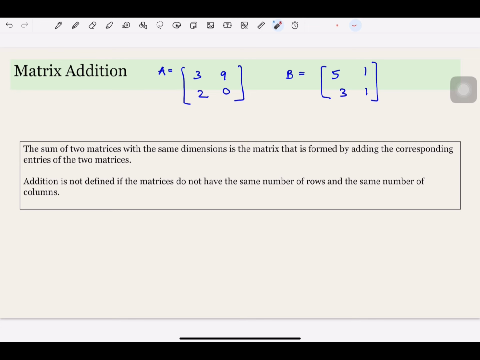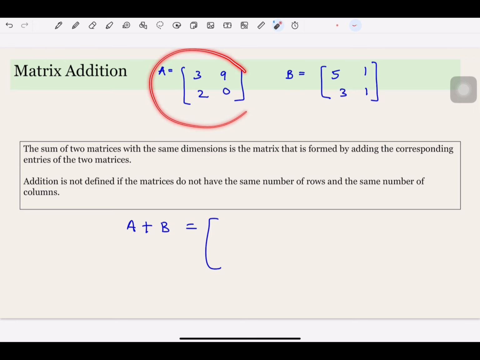Okay, so when you're adding two matrices together, that means you have to add the numbers in the matching positions. So let me explain this. Let's say you are interested in adding two matrices together, A and B. If you do so, this is what you're going to do. You have to add the numbers in the matching positions.